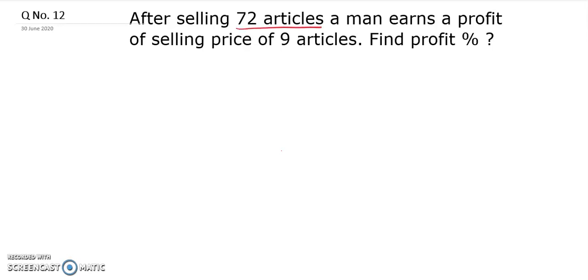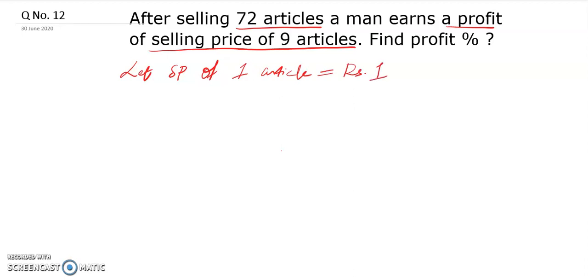Question number 12. After selling 72 articles, a man earns a profit of selling price of 9 articles. Find profit percent. This question is similar to question number 11. So in this question, let SP of one article is equal to rupees 1. So our SP of 72 articles will be rupees 72. Now it says the man earns a profit of selling price of 9 articles. So our profit is how much? 9 articles, 9 rupees.